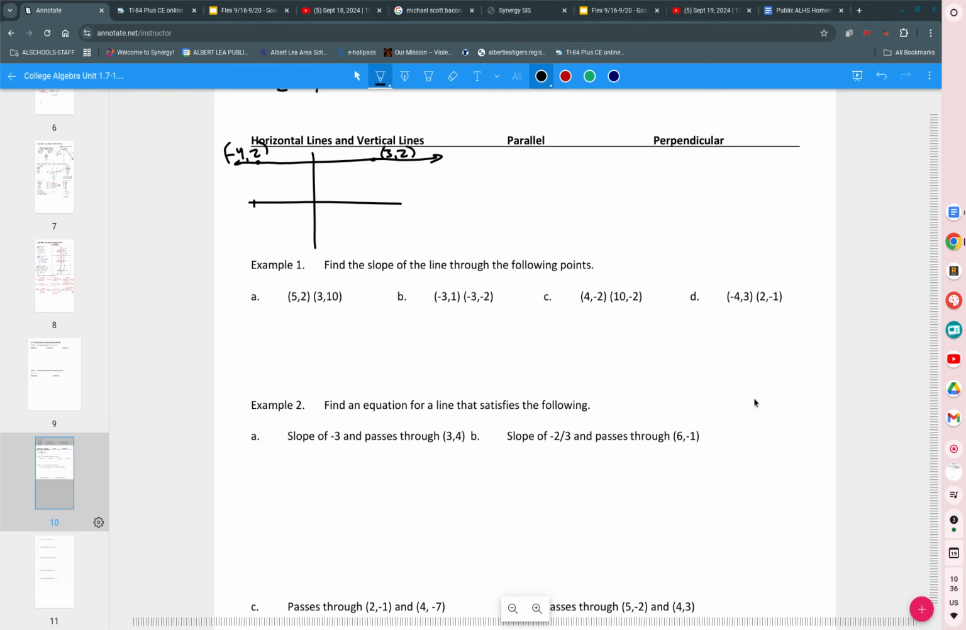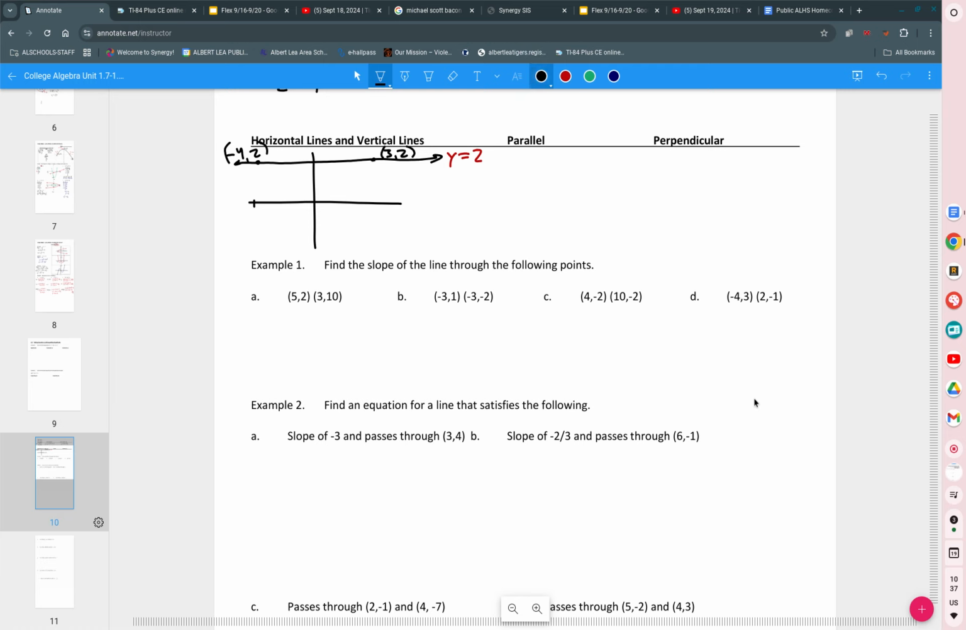As you consider that horizontal line, look at the points that it passes through. What stays the same, the x's or the y's? The y's stay the same, so therefore the equation is y equals 2. A horizontal line has an equation of y equals, not x equals, y equals, because the y's stay the same.